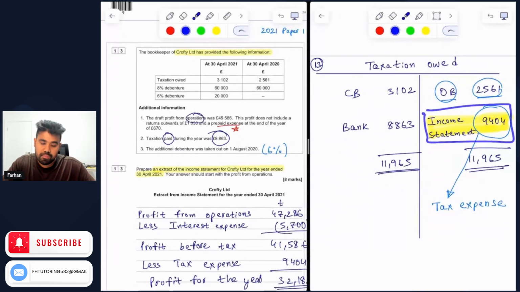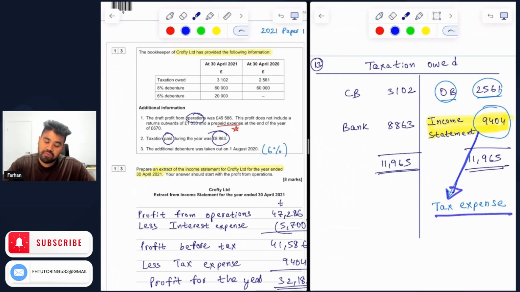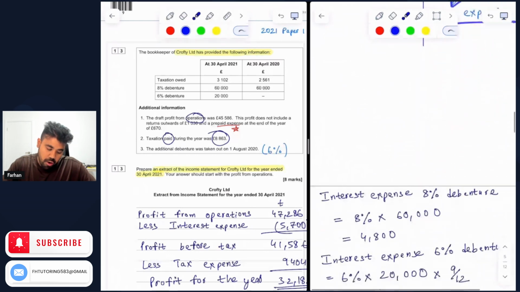And that is why, because this tax expense of £9,404 for the year would have increased our liability, or the liability that we have for taxes to the government, we must include it on the credit side to reflect that increase in the liability. Okay, so this is what we will be using when we want to calculate the final profit, the tax expense of £9,404. So let's move on to the other set of workings.